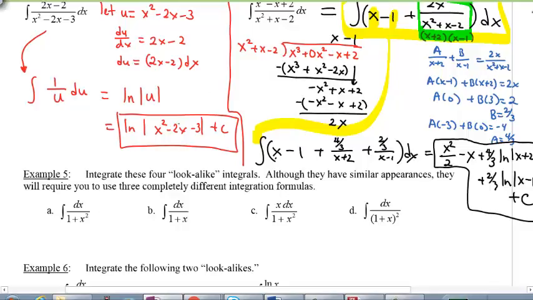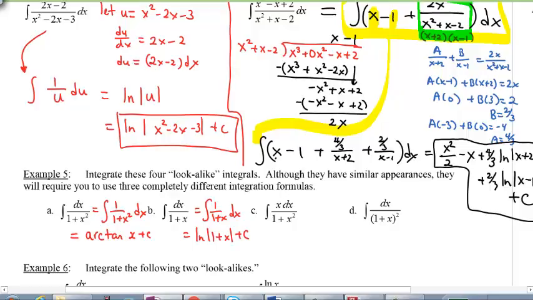If it doesn't help for a, perhaps writing it like this, this is 1 plus x squared, and I hope you remember from 2 lessons ago, this is the inverse tangent function. And it's a linear factor like this in the denominator. I hope you also remember from last chapter that that's just the natural log of 1 plus x.